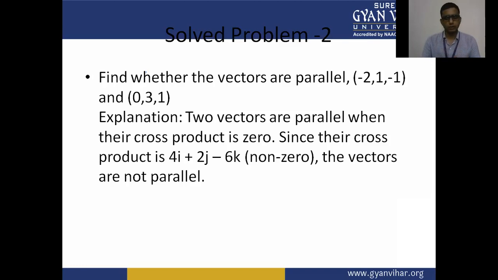The explanation for this problem is given here. Two vectors are parallel when their cross product is 0. So we have to find the cross product of these two vectors. Since their cross product is 4i plus 2j minus 6k, which is non-zero, the vectors are not parallel.